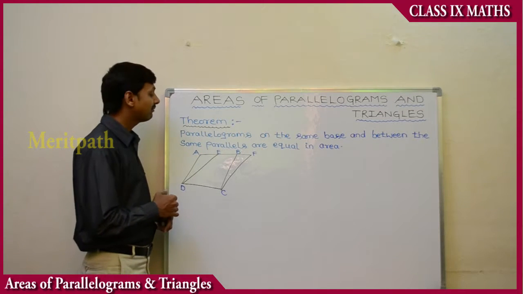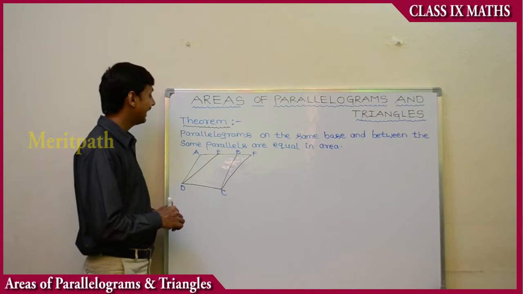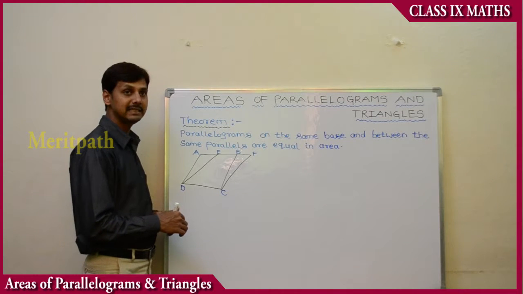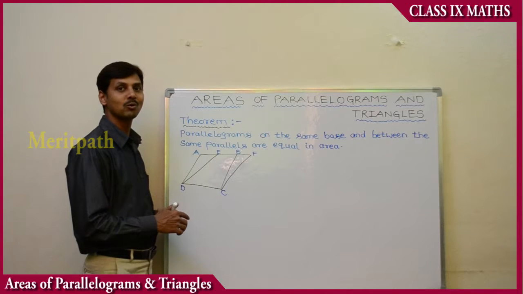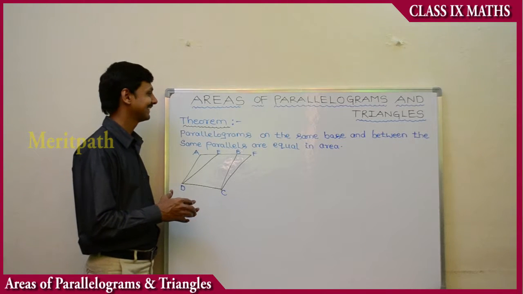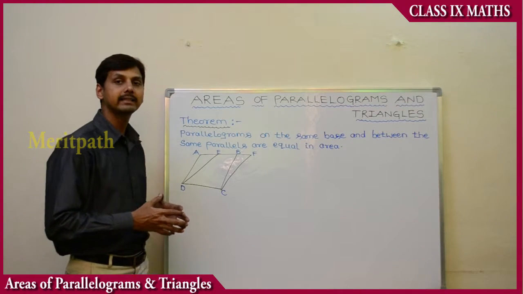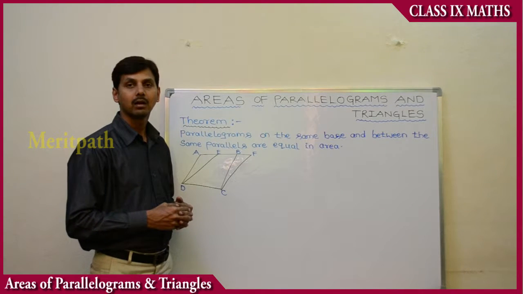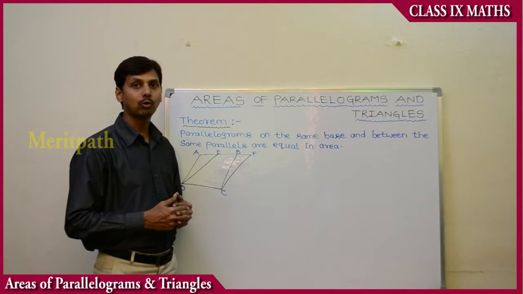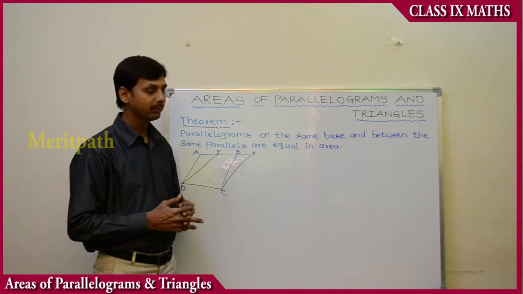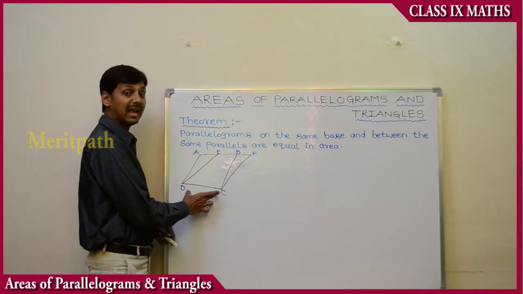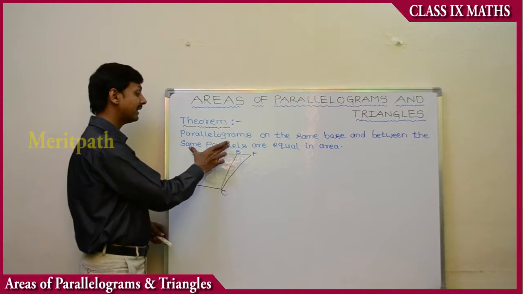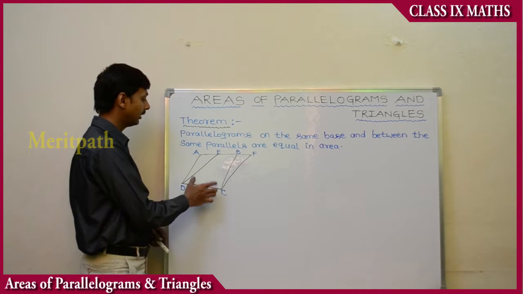So we have two parallelograms, that is ABCD and EFCD. ABCD and EFCD are two parallelograms. We need to prove that the two parallelograms are equal in area and they have the same base and between the same parallel lines. Just observe this picture.